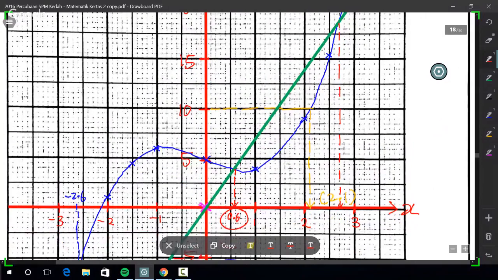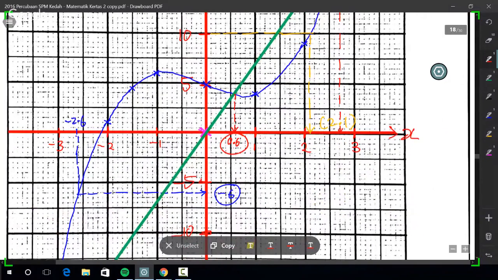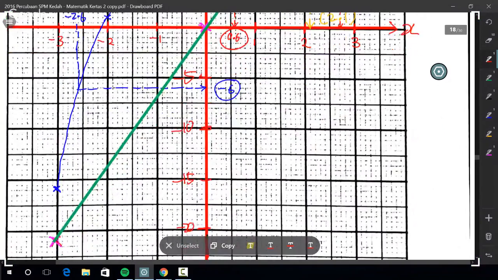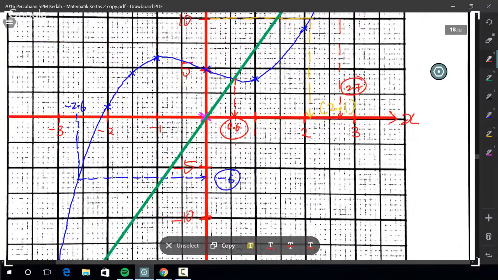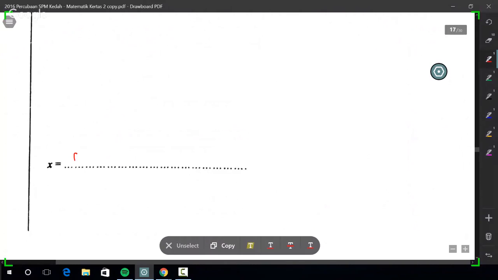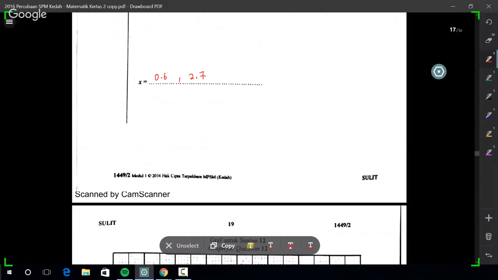Okay, here is 2.7. This is 2.7. And then the last one, here they do not intersect. So you only intersect at 0.6 and 2.7. Then over here, you just write x equals 0.6 and 2.7. All right, this is how we actually solve this kind of question.